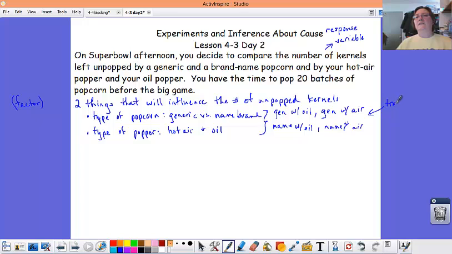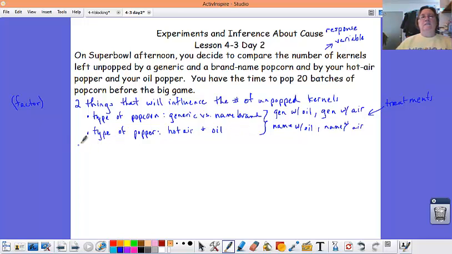The factors are the things that you think will affect your outcome. Levels of those factors, we have 2 each for popcorn and popper. The levels are differences within the factor. Treatments are combinations of the levels, if you will, the factors and levels. So we have 4 different treatments that we want to apply to our popcorn.